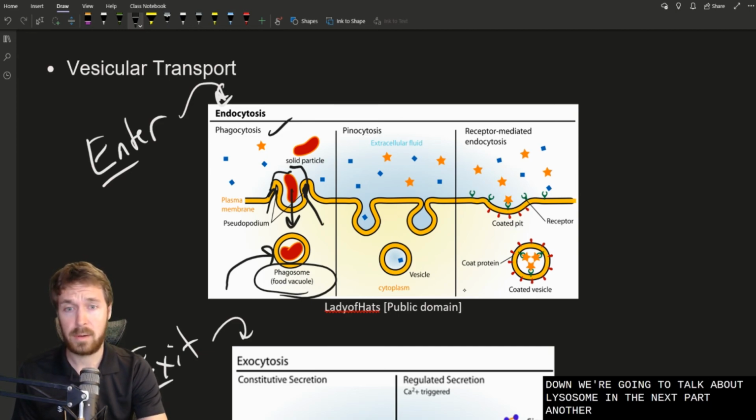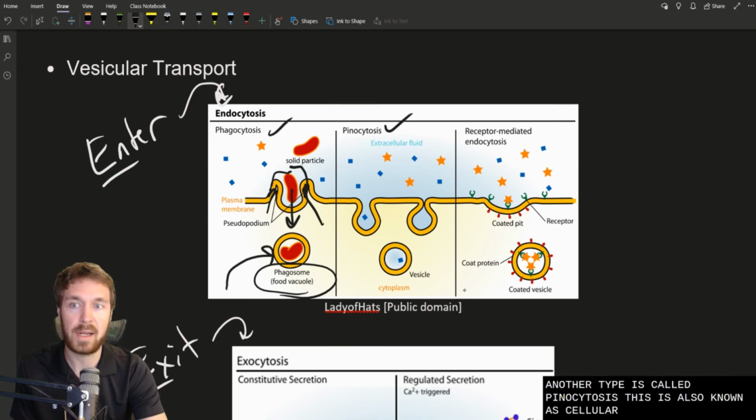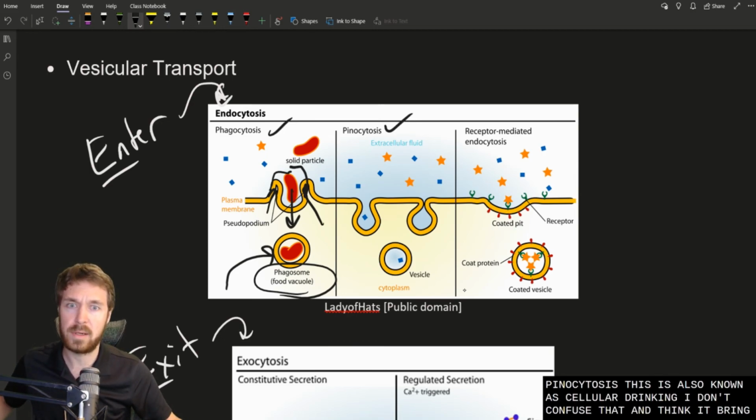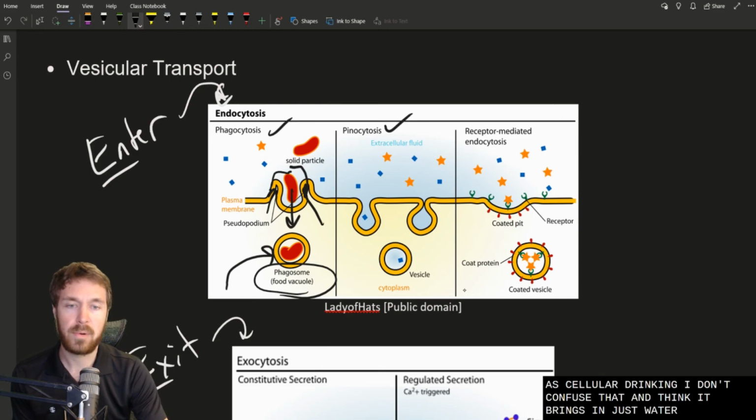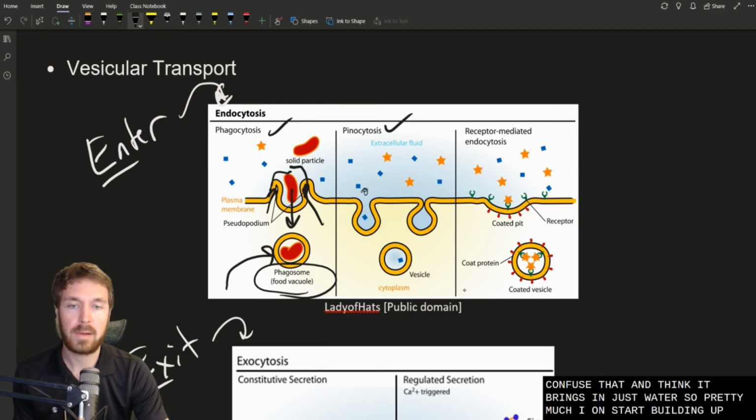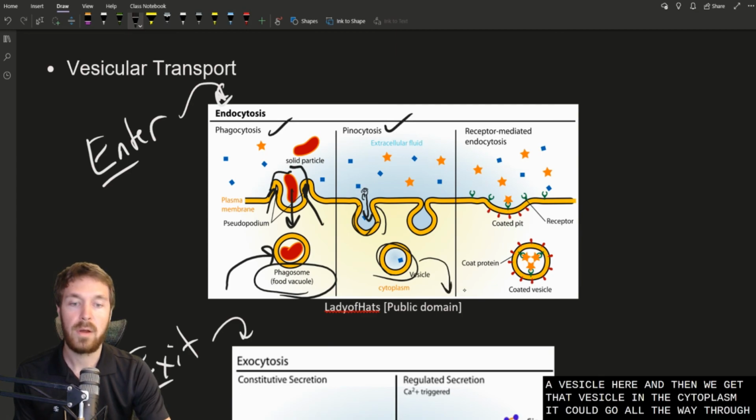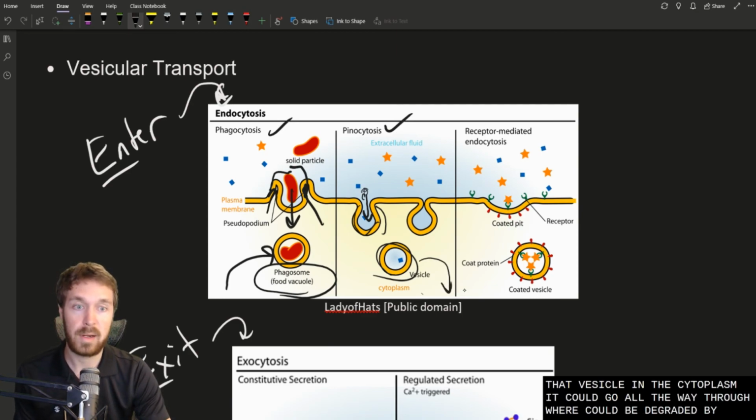Another type is called pinocytosis. This is also known as cellular drinking. Now don't confuse that and think it brings in just water. Pretty much ions start building up along the outside here, and they just push inward, and it looks like it's gulping in a vesicle here, and then we get that vesicle in the cytoplasm. It could go all the way through, or it could be degraded by binding to a lysosome.